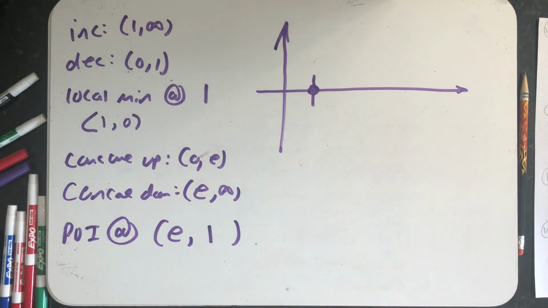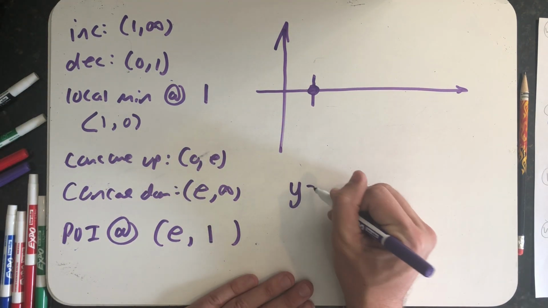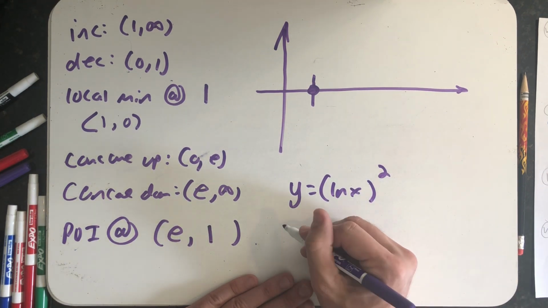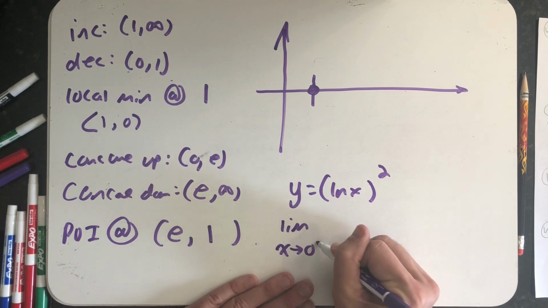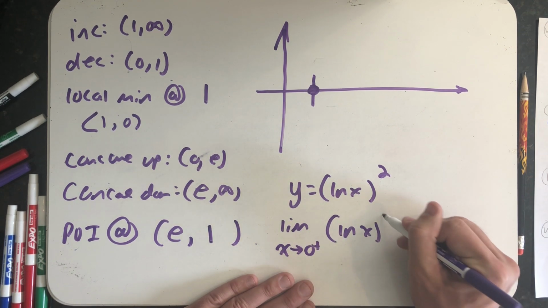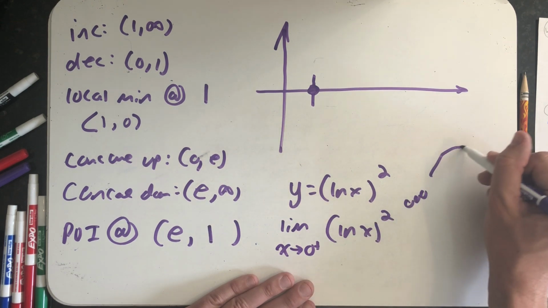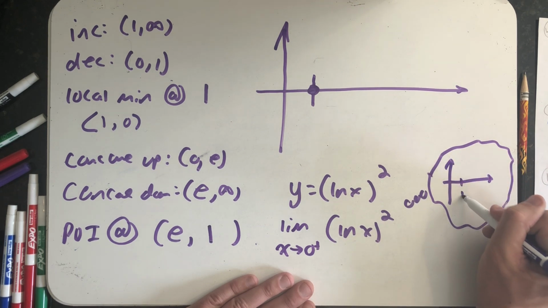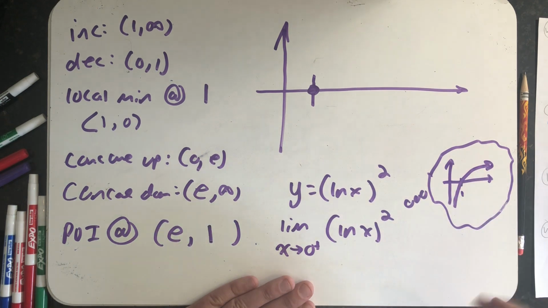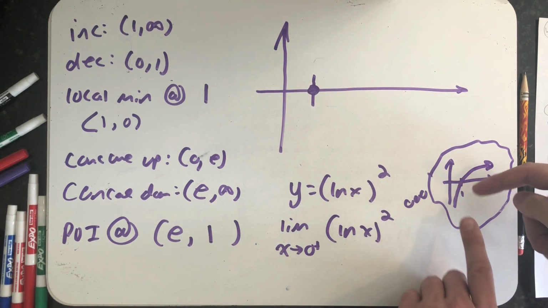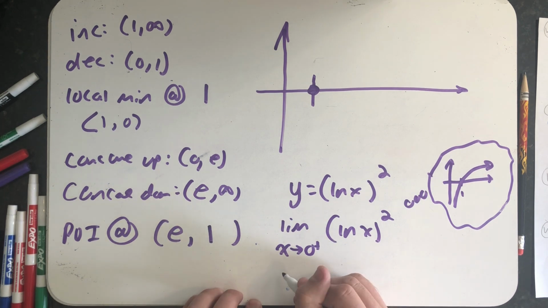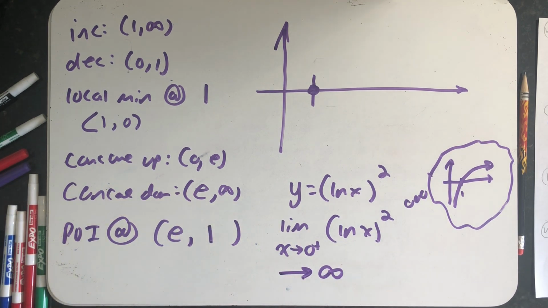And now I'm curious about what happens as x approaches 0 from the right-hand side. Well, if I think about the natural log function, it looks like this. As x approaches 0 from the right-hand side, the natural log goes to minus infinity. Well, I'm squaring those y values. So instead of going to minus infinity, this is going to go to positive infinity.